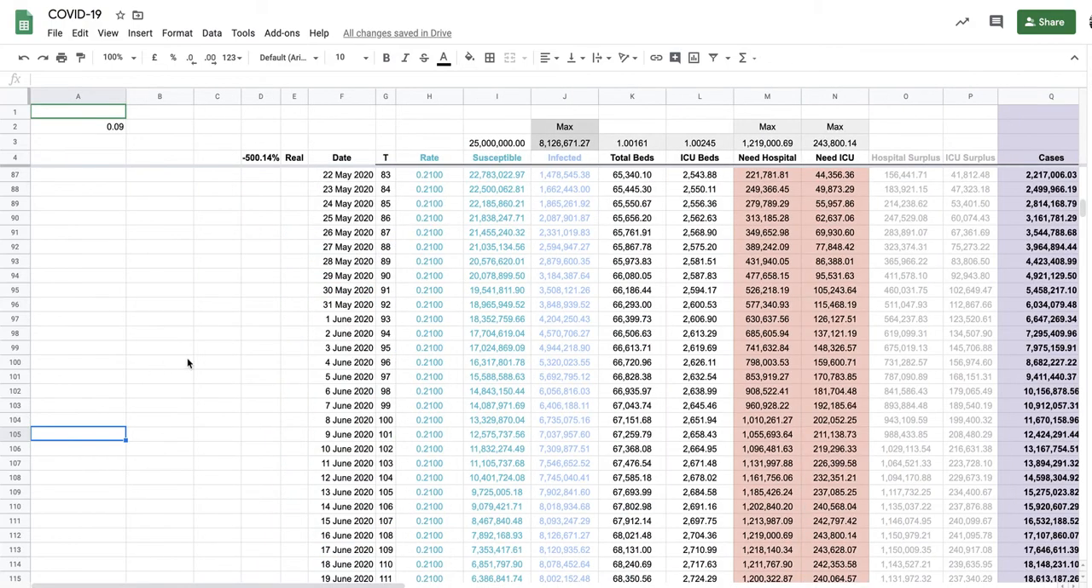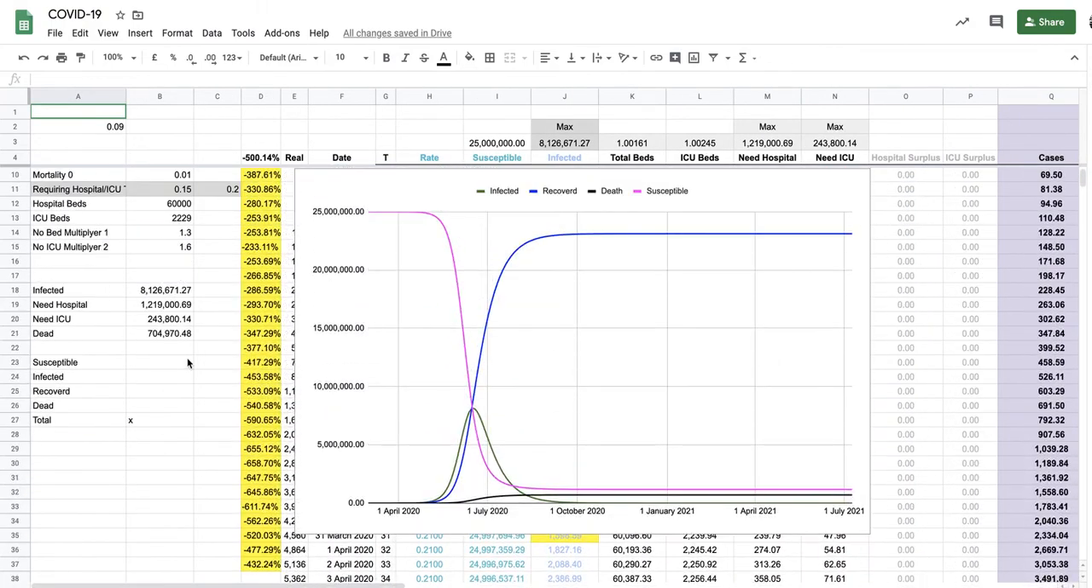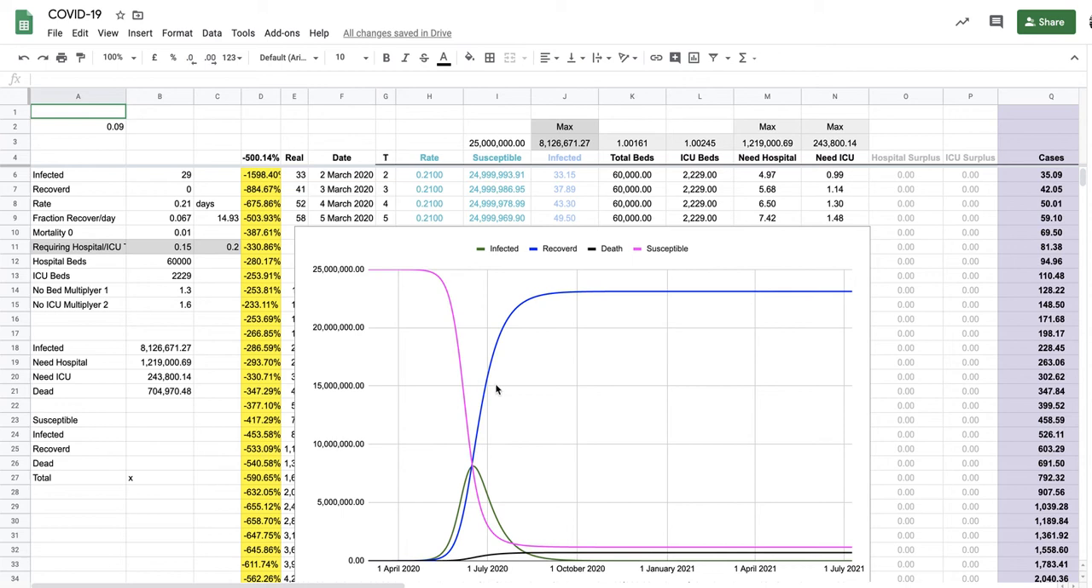And again, this is just a model, but it's interesting to see the effects of social distancing. So this is why it's so important to have these social distancing measures to flatten out this curve here. So again, we're getting it down. The numbers at the moment are really quite low.